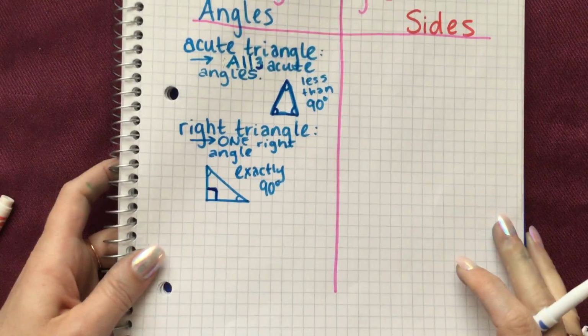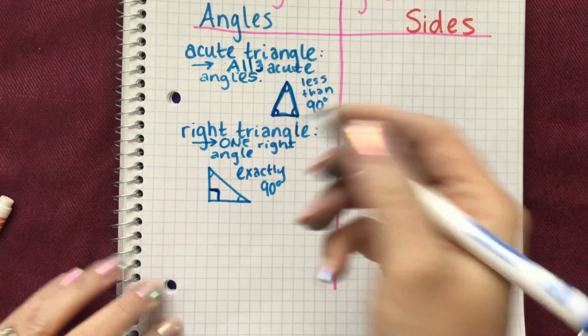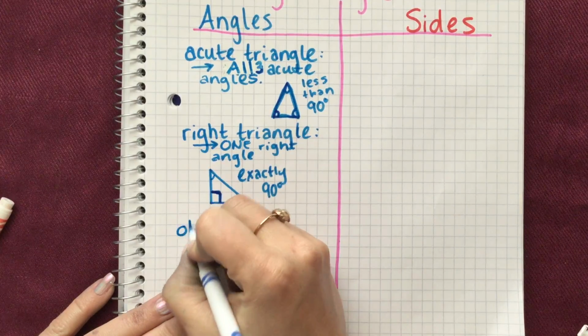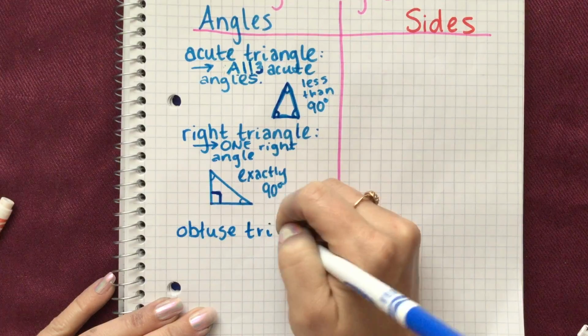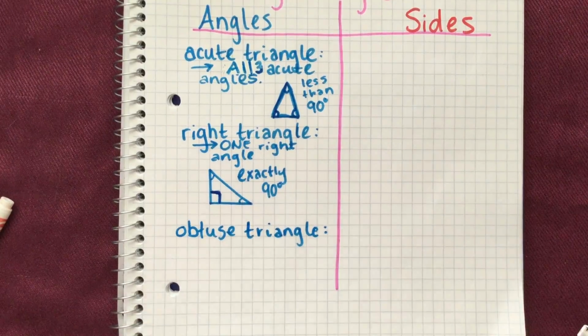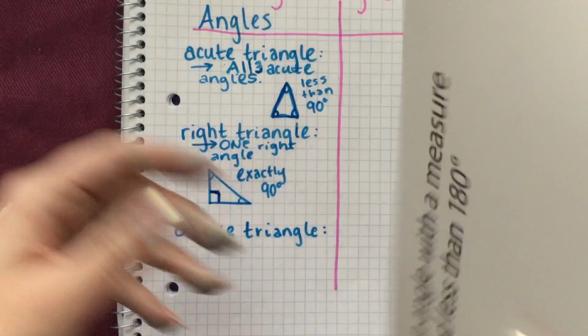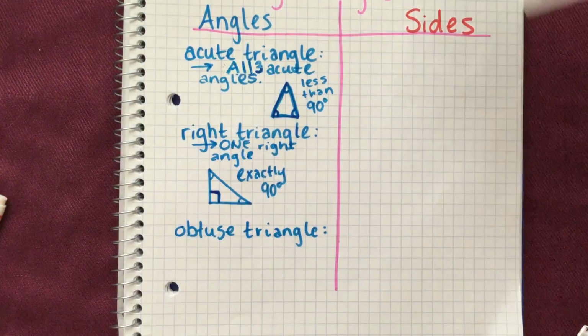All right, and then finally, you probably guessed what the last one is called because of your knowledge of angles already. The last triangle classified by its angles is called an obtuse triangle. Now, an obtuse triangle has one obtuse angle. It only has one angle that's greater than 90 degrees.